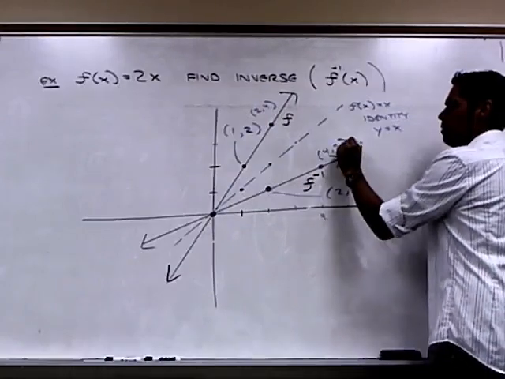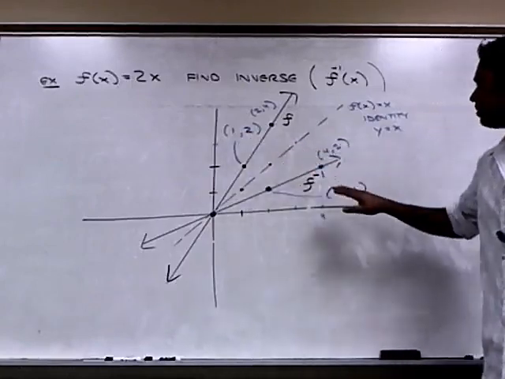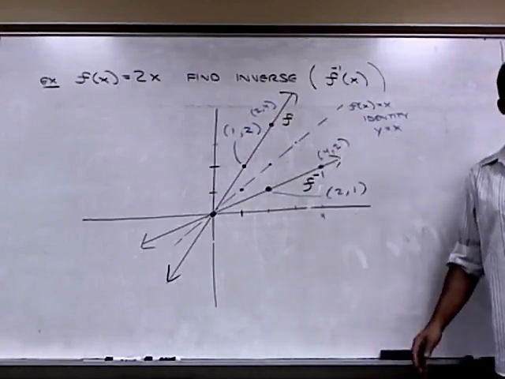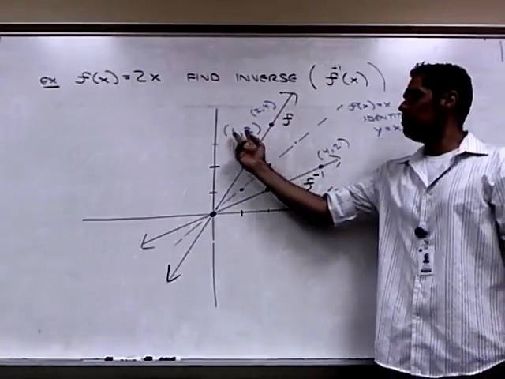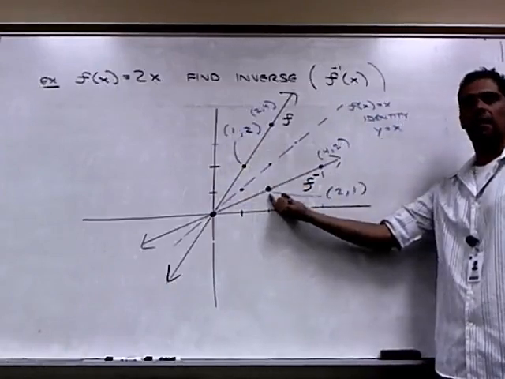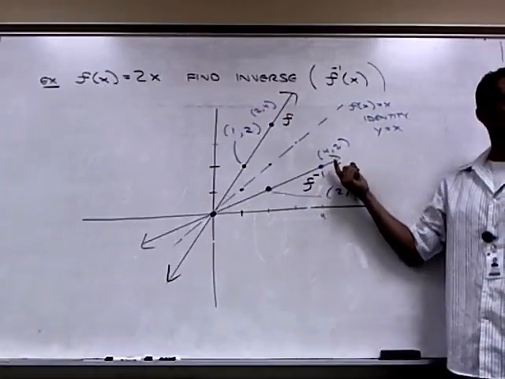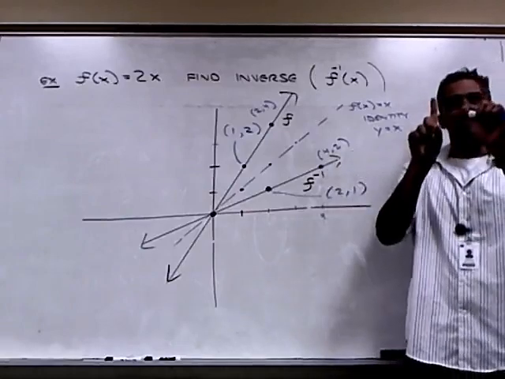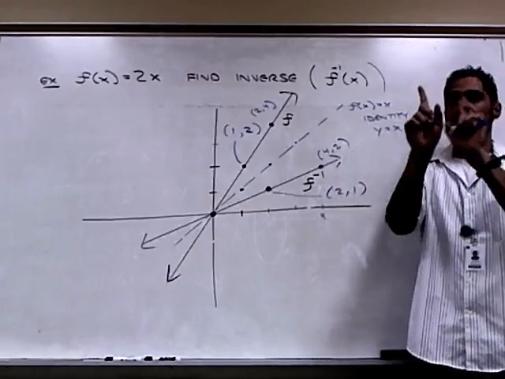4, 2. What do you notice about these points? Like 1, 2, 2, 1, 2, 4, 4, 2. What do you notice about them? Aren't they just flipped, right? Like 1, 2, if I just flip them over, that point lives on my other graph, right? If I take 2, 4 and flip it, that point lives on the other graph. That's always going to happen with a function and its inverse. All they do is they swap the ordered pairs. The x becomes the y becomes the x.